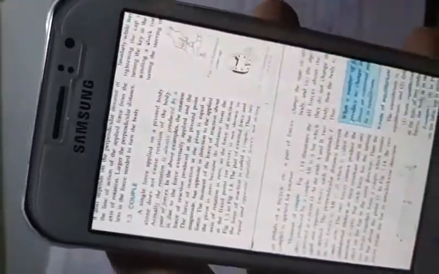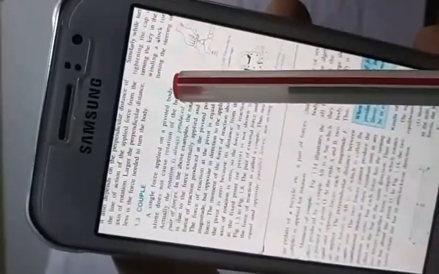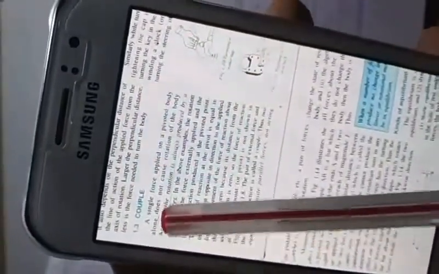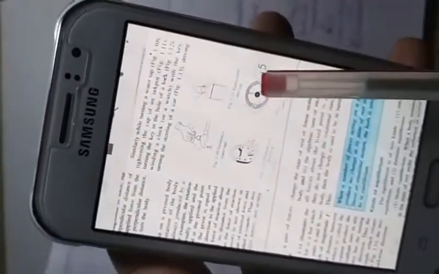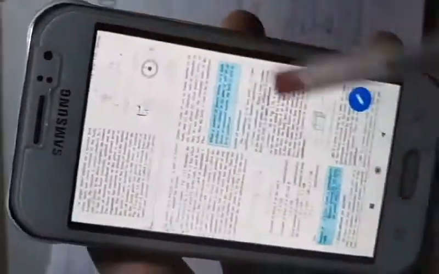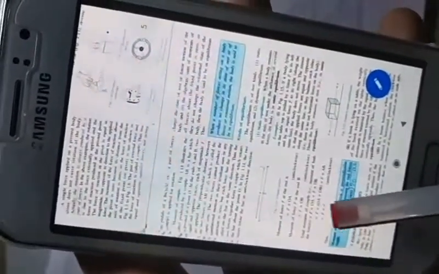Then you can see here what a couple is: a single force applied on a pivoted body alone does not cause rotation of the body. Actually, rotation is always produced by a pair of forces, that is the couple. Students, if you read, some examples are also given over here on the right side, like car steering. On one side the force is applied, so the rotation happens clockwise or anti-clockwise. Together, that is called a couple. It is very easy also, and if these types of questions come, I think you can understand and solve them.